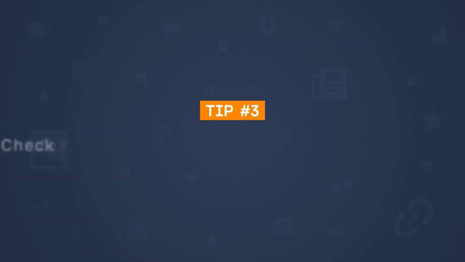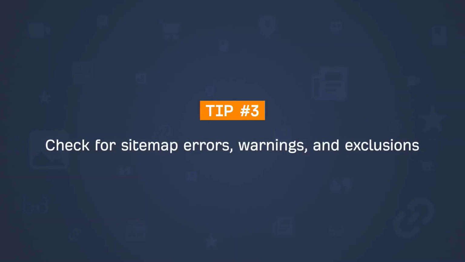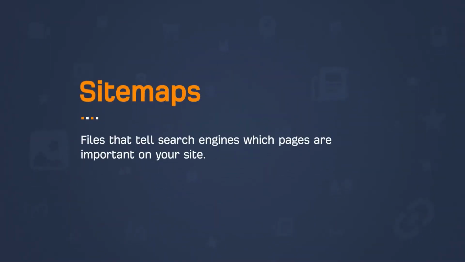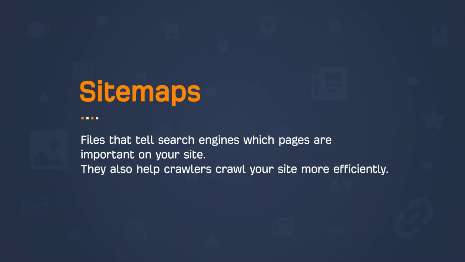Alright, the next tip is to check for sitemap errors, warnings, and exclusions. Sitemaps are files that tell search engines which pages are important on your site. They also help crawlers crawl your site more efficiently. Now, if you have issues with your sitemap, then you might have a problem since you could be confusing crawlers, leading to wasted time and resources on their end.